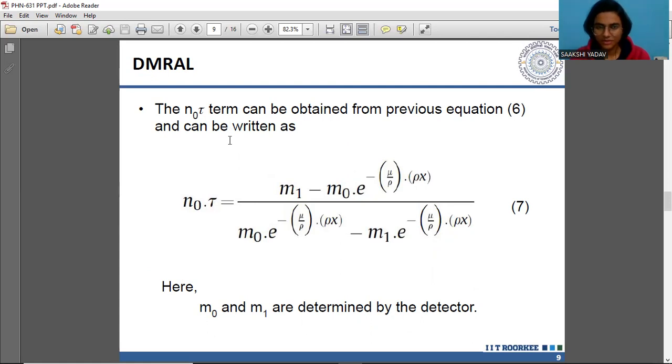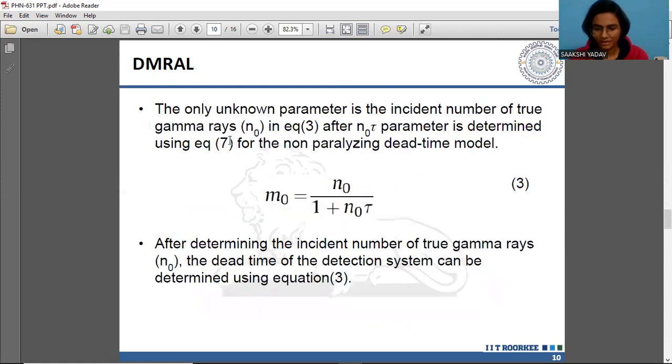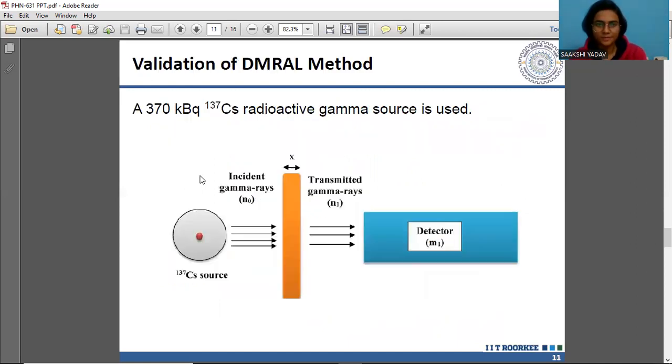Then, if the mass attenuation coefficient of the material and the density of the material are known, the value of N0 tau can be easily calculated, since M0 and M1 are determined by the detector. So the only unknown parameter is the incident number of true gamma rays N0, after the N0 tau parameter is determined. All these calculations are for the non-paralyzing dead time model. And after determining the incident number of true gamma rays, the dead time of the detection system can be determined using this equation 3.